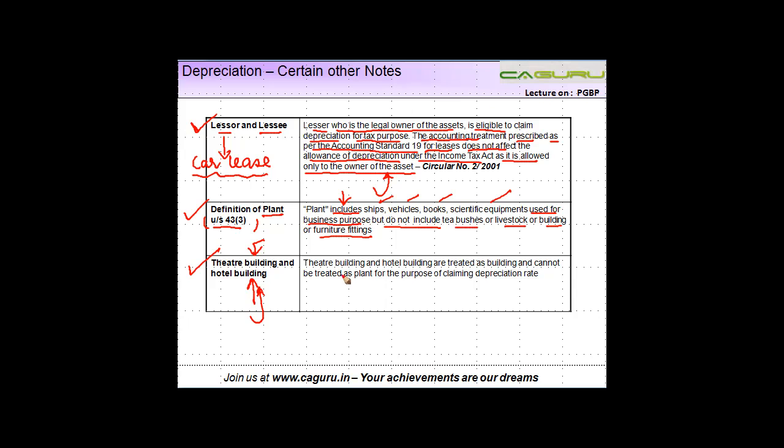But is that the law? Let's read. Theater building and hotel building are treated as building and cannot be treated as plant for the purpose of claiming depreciation. So what does the law say? The law says that these two cannot be considered in the category of plant. They have to be considered as building only.